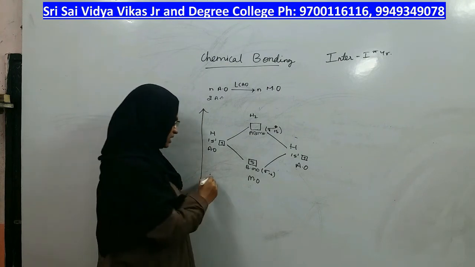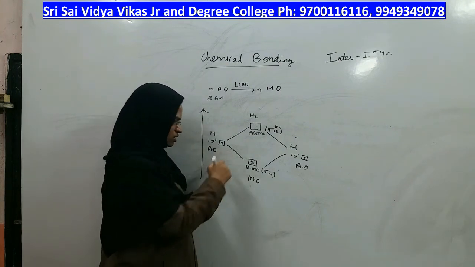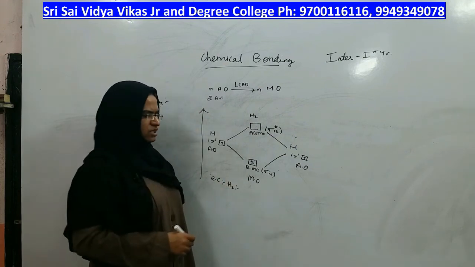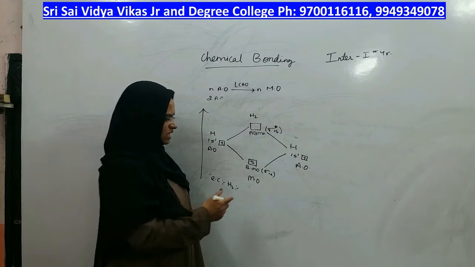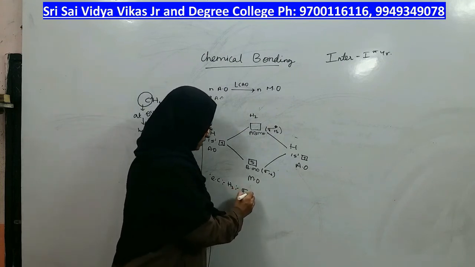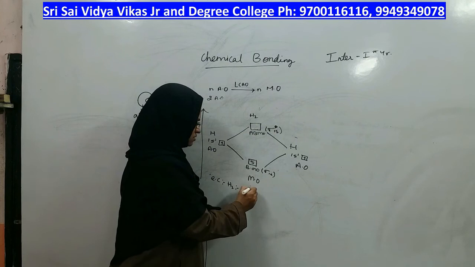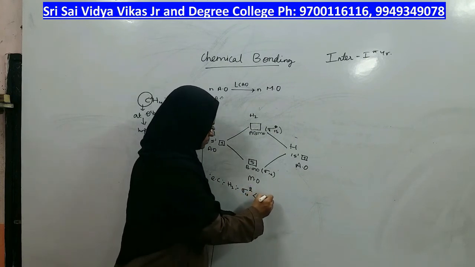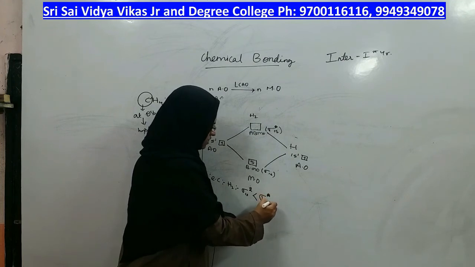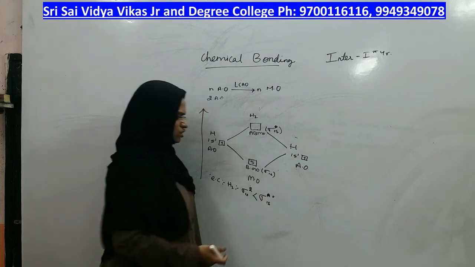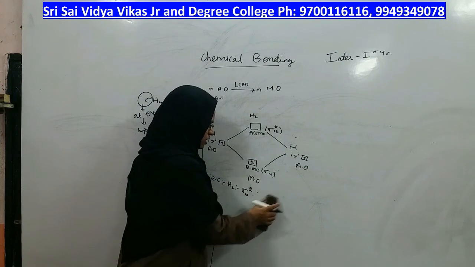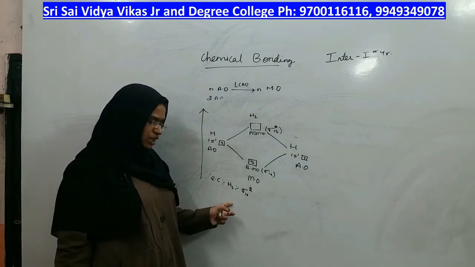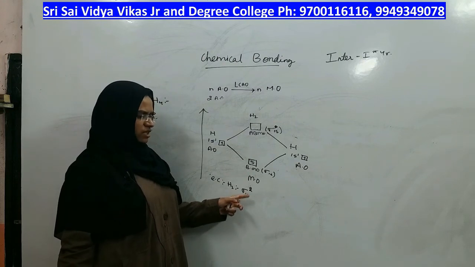Now let us write the electronic configuration of the hydrogen molecule, not the hydrogen atom. What is the electronic configuration? Which is least in energy? Sigma 1s. How many electrons does it have? 2. Next, sigma star 1s. Does it have any electron? No. So even if you don't write it, it's not a problem. The electronic configuration of the hydrogen molecule is sigma 1s2.